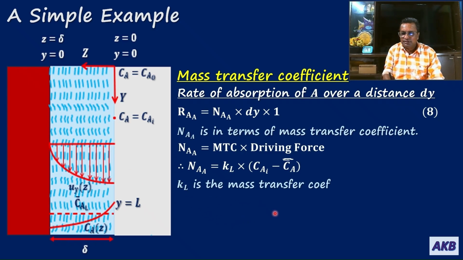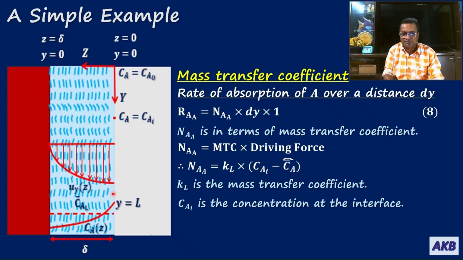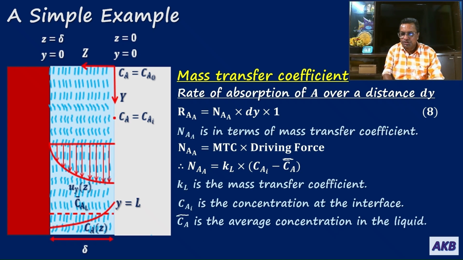KL is the mass transfer coefficient, as I said, and CAI is the concentration at the interface, that is the liquid surface, and CA bar is the average concentration in the liquid. So we have an equation for NAA. The task would be, we will be using this equation in equation number 8.